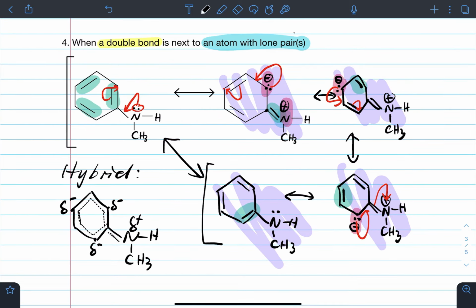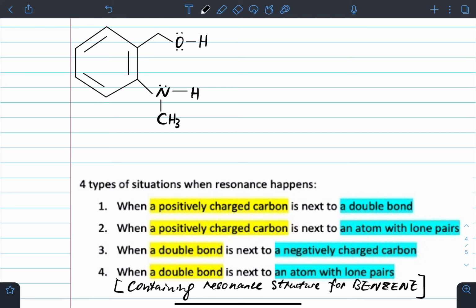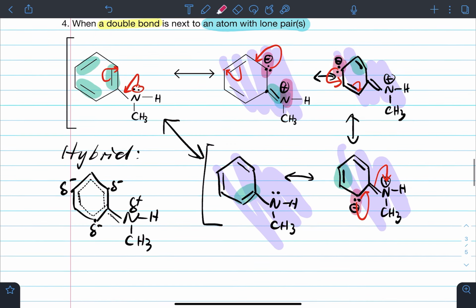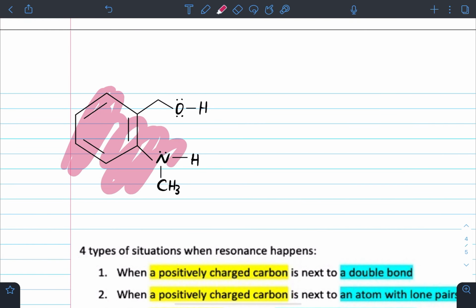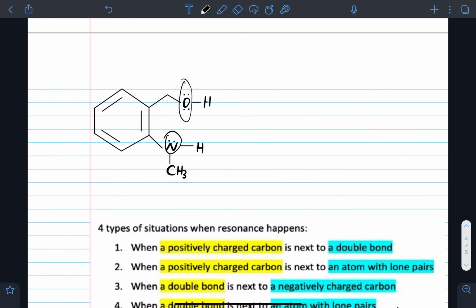Alrighty, and then before we end this video, I just want to ask you guys a really quick question. If you notice this structure here, this is just what we did just now, right? This is just this structure we have here, exactly the same thing. I just added another substituent here. So my question is, do you think the lone pairs of this oxygen would initiate resonance structures as this lone pair of nitrogen did? Think about this.